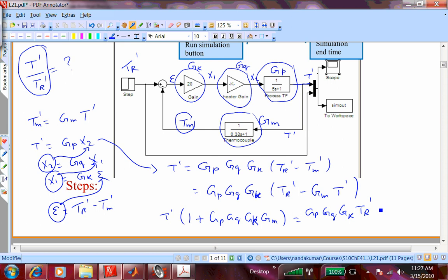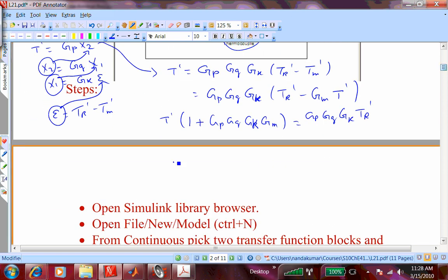Okay? What do I need? I need the ratio of T prime over Tr prime. Let's solve for it. Okay? So now I can write, except I don't know where I have space, okay, here. T prime divided by Tr prime is equal to Gp, Gq, Gk divided by 1 plus Gp, Gq, Gk. Oh, did I miss a Gm somewhere? There, yeah, here's a Gm. That's it.